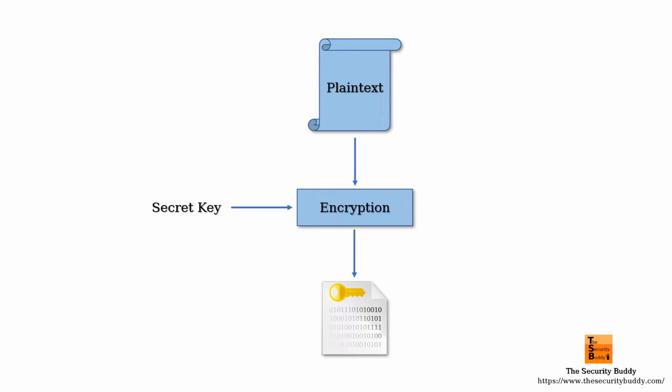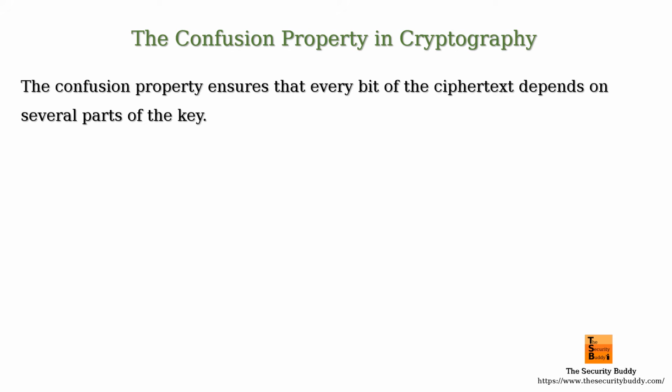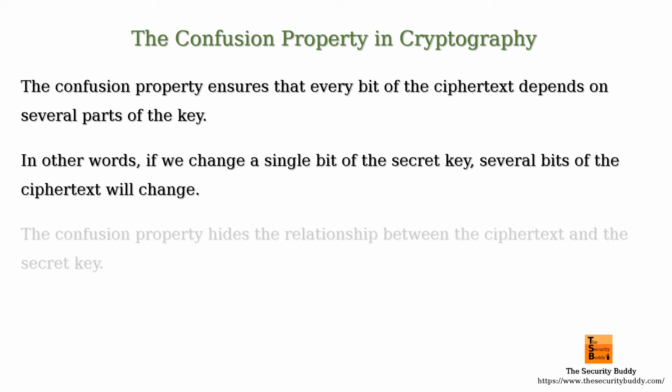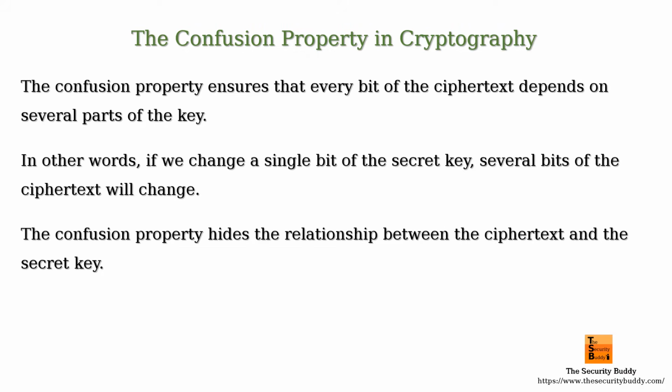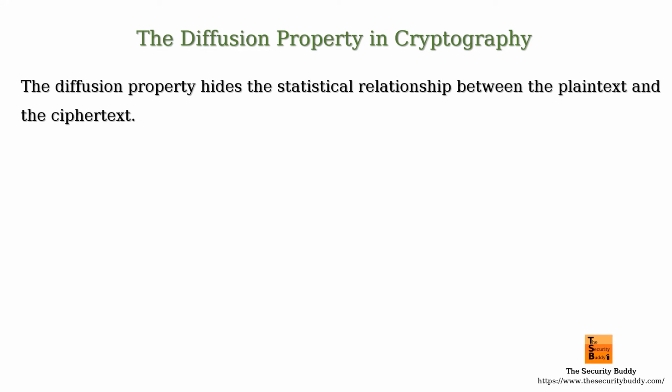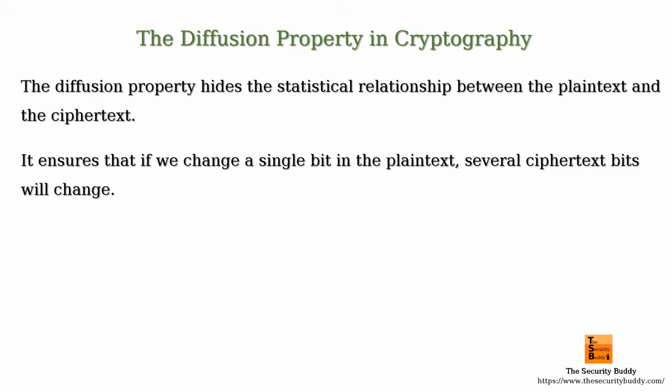The confusion property ensures that every bit of the cipher text depends on several parts of the key. In other words, if we change a single bit of the secret key, several bits of the cipher text will change. And hence, the confusion property hides the relationship between the cipher text and the secret key. The diffusion property, on the other hand, hides the statistical relationship between the plaintext and the cipher text. It ensures that if we change a single bit in the plaintext, several ciphertext bits will change.